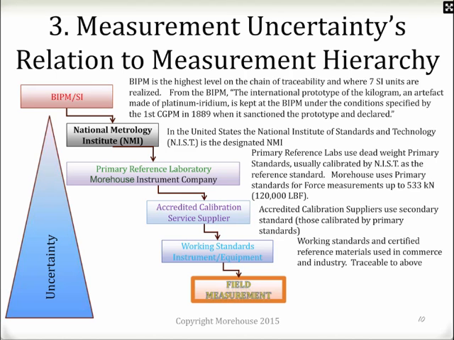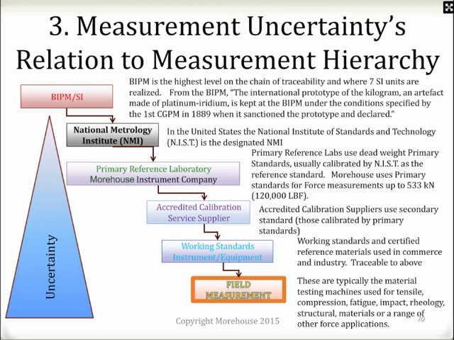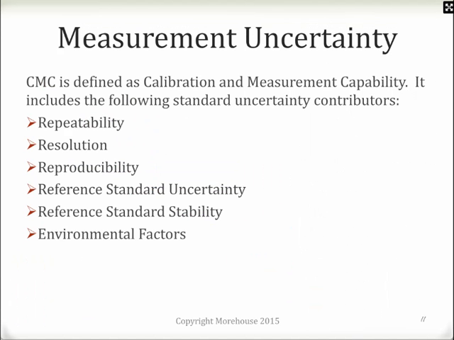Then we get to the working standards. Working standards and certified reference materials are used in commerce and industry. Working standards can be either traceable to the secondary standards or traceable to primary standards, meaning if your lab is using a working standard, they may choose to have it calibrated to a higher level of certainty by bypassing the accredited calibration service provider and using a primary reference laboratory. And finally, we get to field measurement. These are typically the material testing machines used for tensile, compression, fatigue, impact, rheology, structural, materials, or a range of other force applications.